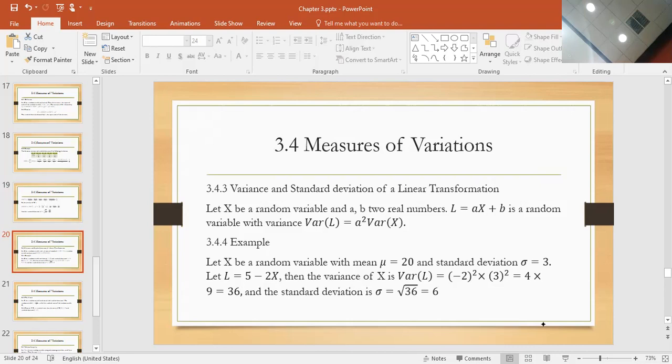So now we want to do the linear transformation for a random variable. We want to find the variance of a linear transformation. A linear transformation is ax plus b. You know that as a linear function. So the variance of ax plus b is a squared variance of x. The proof for this, I don't know whether we need to do that.